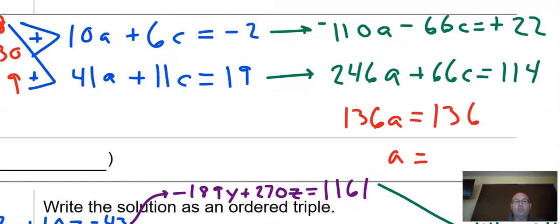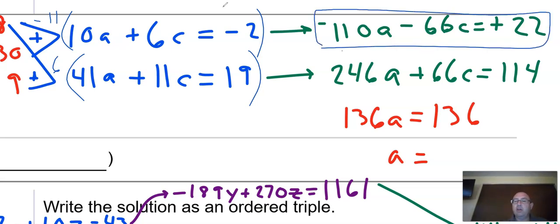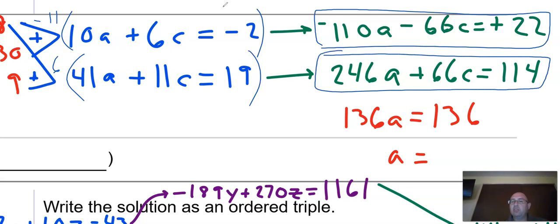So what I chose to do was multiply this one by negative 11. And I chose to multiply this one by positive 6. All right? Negative 11 to the top row, positive 6, and so I ended up with these two equations right here. Now you can see that one has negative 66c and one has positive 66c, and when you add them together, the a's give you 136a, and the constants on the right give you 136.